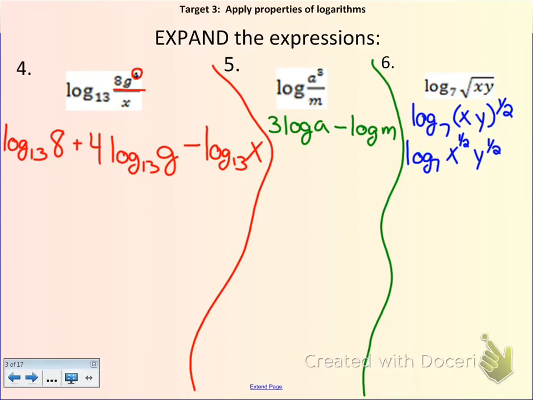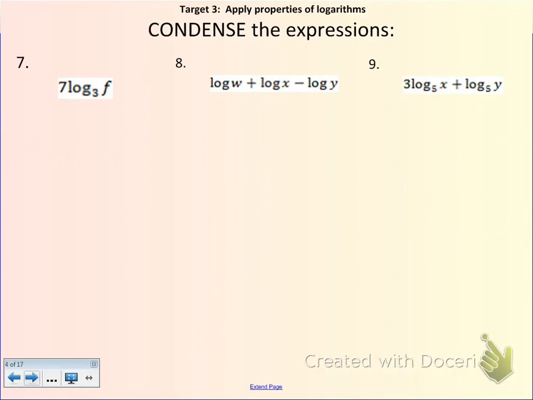And now it's a multiplication and exponents. So we're going to bring that 1/2 out in front. So 1/2 log base 7 of x plus 1/2 log base 7 of y. And there you go. So now that we've done some expansion problems, now we're going to go to the condensing problems. We're going to put them back together. We just took them apart. Now we're pushing them back together.